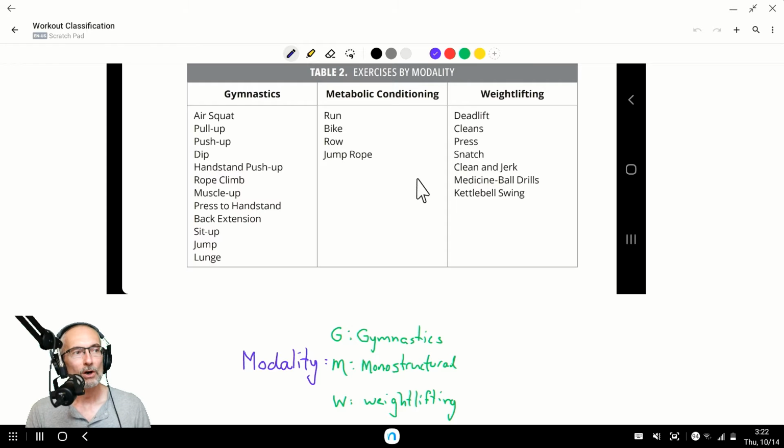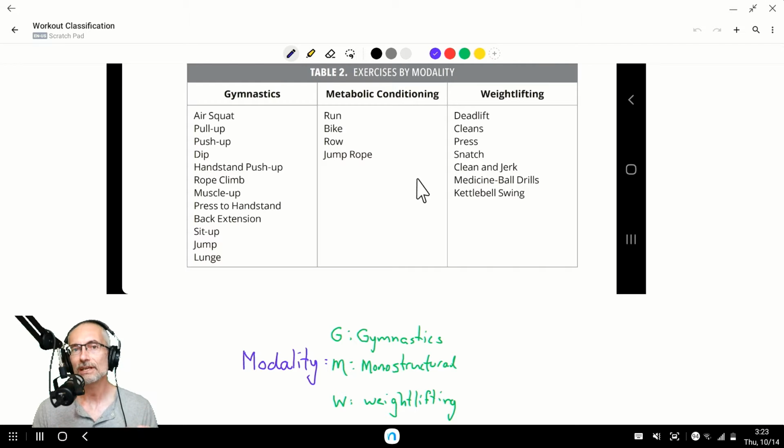The next one they call metabolic conditioning. They used to call it the monostructural. These are the ones like running, biking, rowing, jump rope, where you're doing the movement over and over and over again, like running, where you might have 3,000 strides in your mile run or something like that. And then the third modality is weightlifting.